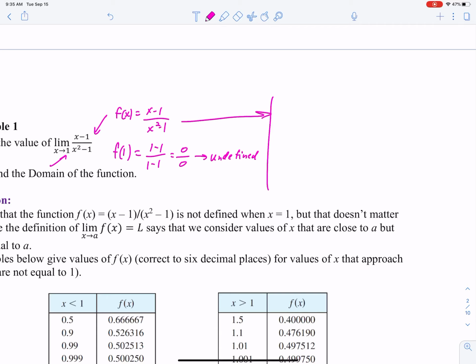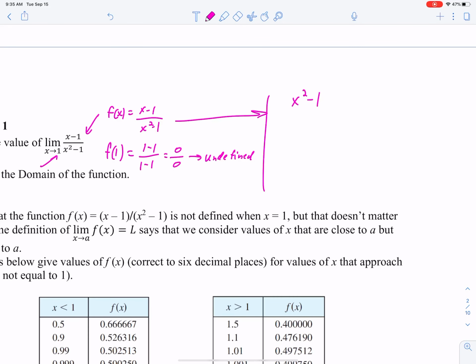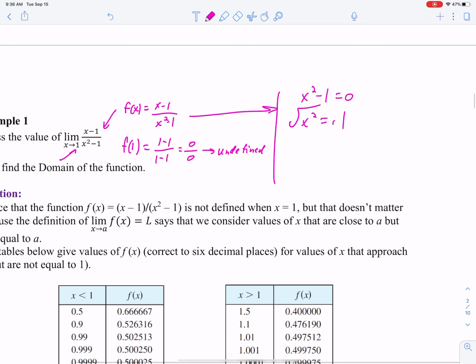In other words, let's find the domain of this function. Remember, to find the domain, we take the denominator, set it equal to 0, and then that excludes what values we're allowed to have down there. Okay? All right, so first find the domain. So we know, let's see, this is x squared equals 1. We add 1 to both sides. We square root both sides, so x equals, don't forget, plus or minus 1, right? So actually the domain is x not equal to plus or minus 1. All right?